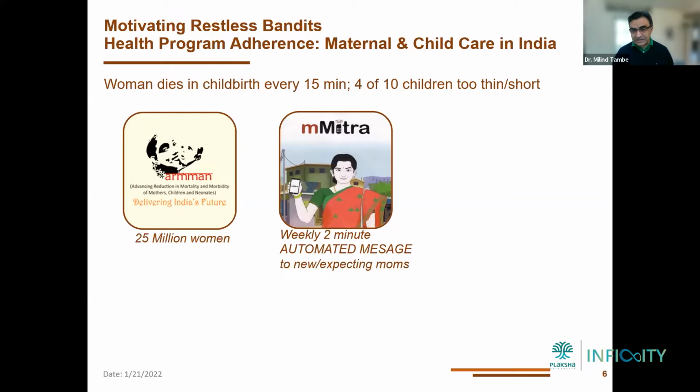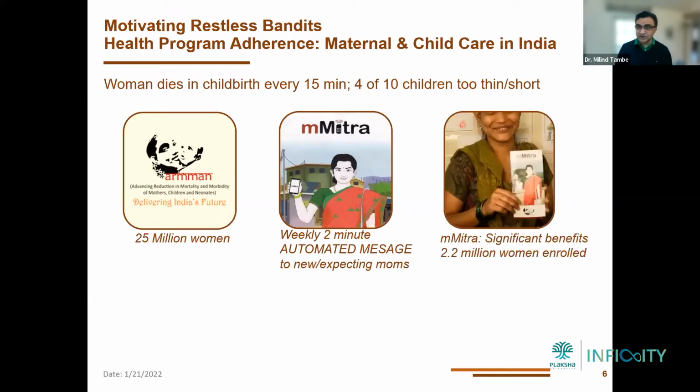It's a weekly 2-minute automated message given to mothers when they're expecting. They enroll in the Mitra program and they start receiving these messages. The messages may be of the form, you are 3 months into your pregnancy, you should use this health supplement, or your baby is 3 months old, enroll them in this government program. So the messages continue all the while from the time the mother enrolls when she's expecting to the baby being 1 year old. In randomized control trials, Armman has shown that this Mitra program leads to significant benefits to mothers and babies in terms of their health. 2.2 million women have enrolled in Mitra.